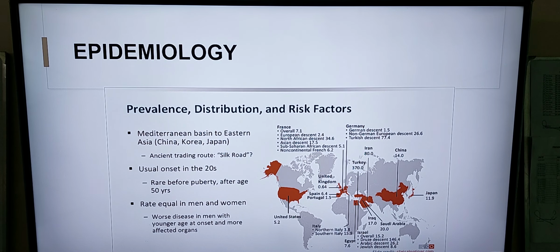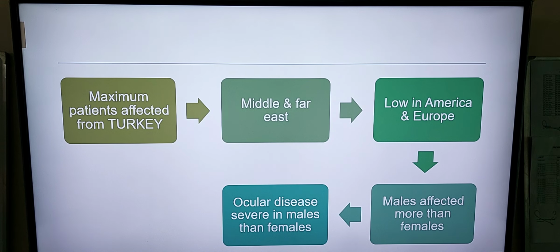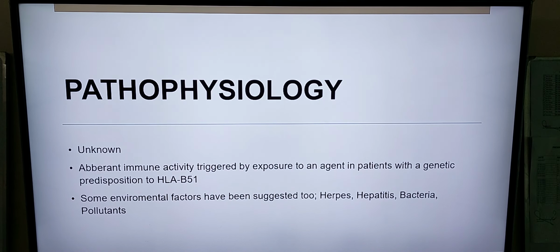And you can see the usual onset is in the early 20s. It is rare before puberty or after the age of 50, and the maximum number of patients are encountered in their 30s. The rate is equal in men and women, but the disease is more severe in men compared to women, and the mortality is also relatively higher in men. So maximum patients are affected from Turkey, then the Middle and Far East, lower comparatively in Europe and America, males affected more, ocular disease being more severe in males compared to females.